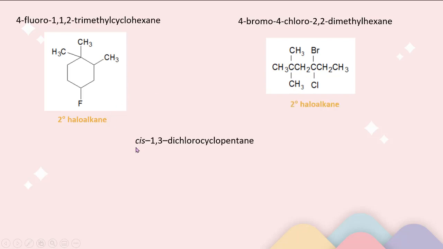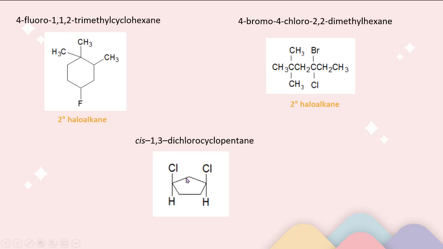The next example here, you have cis-1,3-dichlorocyclopentane. So this is a cis isomer. Recall cis-trans isomerism. The first requirement is restricted rotation. And the second requirement is that at each carbon, you need to have 2 different groups. So you may want to draw out the structure first before you identify the cis isomer. And then you will get the structure at the end.